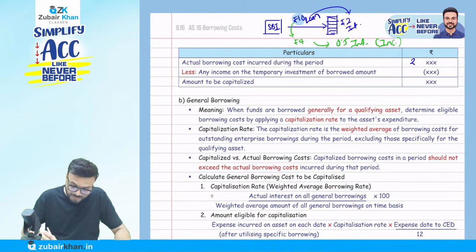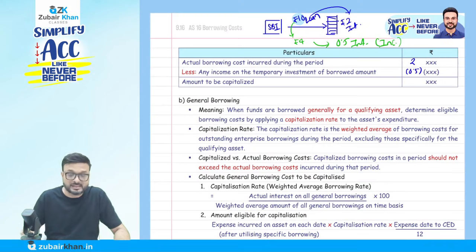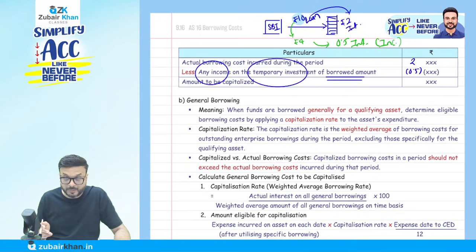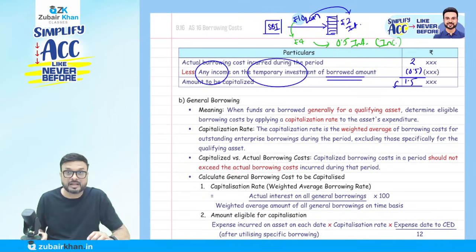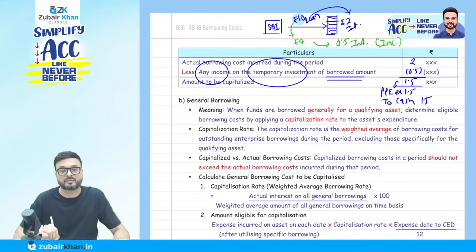So what is going to happen now? They say 2 crore minus 0.5. Any income on the temporary investment of the borrowed funds should be deducted from the borrowing cost. So my borrowing cost should be 1.5, and it will be capitalized. It will be added to the cost of PPE. So the entry will be PPE account debited 1.5 to cash or bank account 1.5. This is what we do.